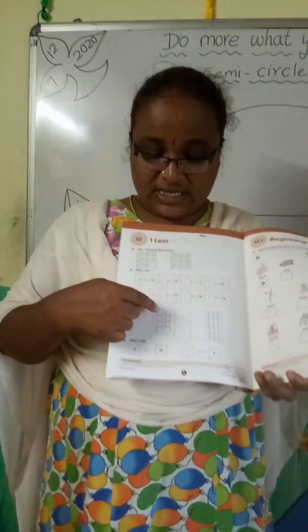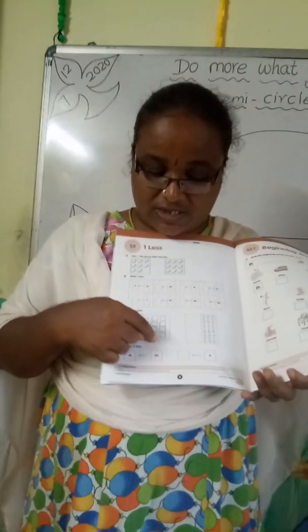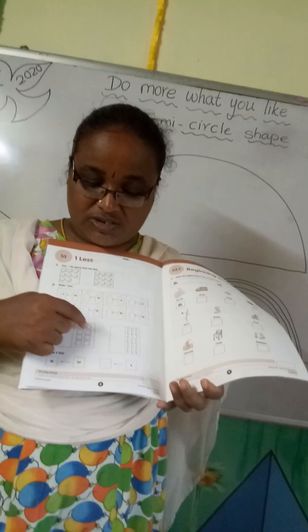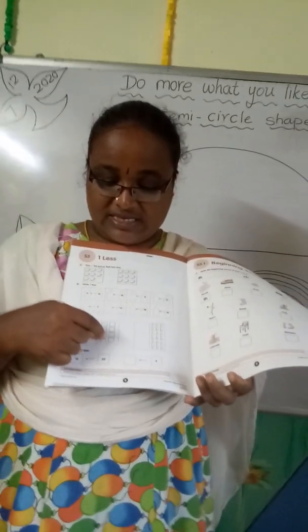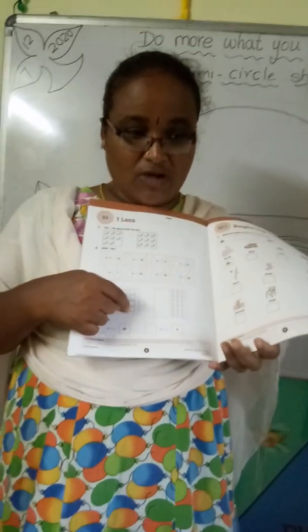Draw 1 less. See, first is what shape this is? Square shape. How many squares are there? 1 2 3 4 5 6 7 8. So 8 square is here. So you strike out 1 square.